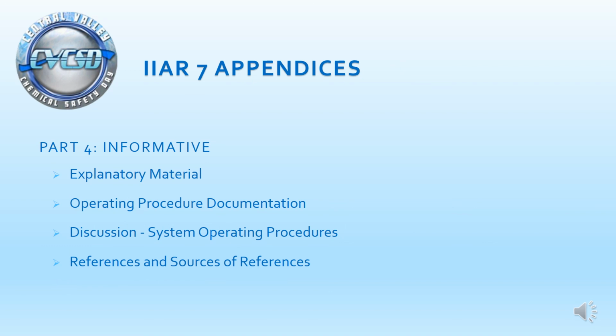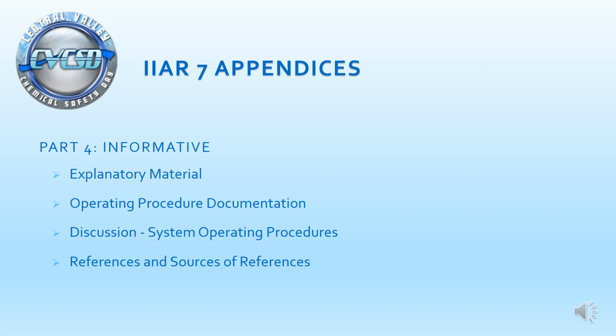So in the appendix, this is the informative section, some of which I've touched on here. The first section is on explanatory material, which addresses all of the asterisks marks as you're going through IAR 7. After the section number, there's an asterisk. That would mean that there's some explanatory material in the appendix that might give you some more clarification.